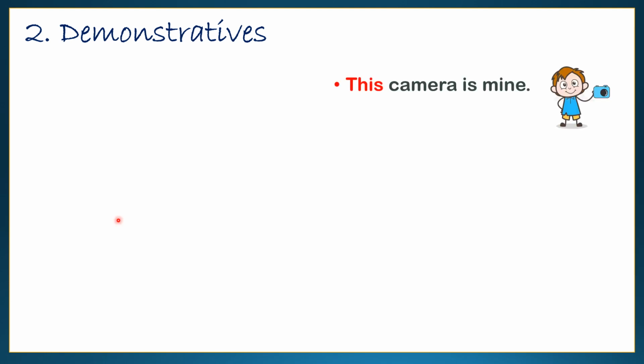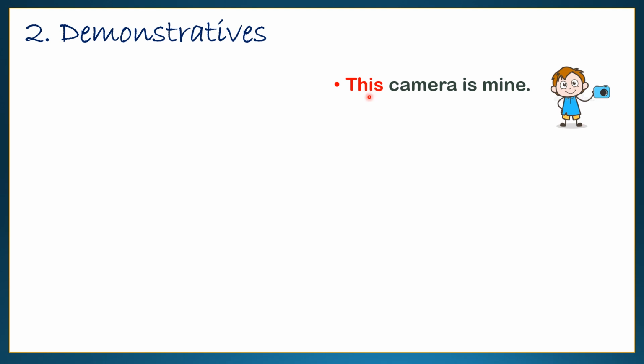So let us see some examples for demonstratives. Our first example is, this camera is mine. If you remember, the demonstratives this and that are used for singular nouns. Here we are talking about a singular noun, which is a camera, and this is close by hand, so we can say this camera is mine.